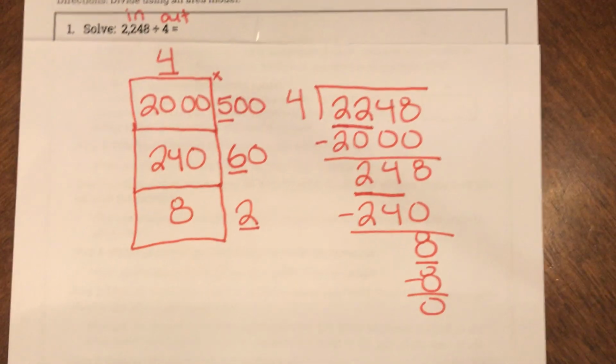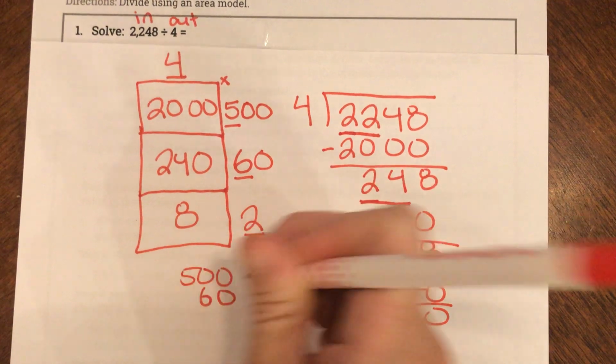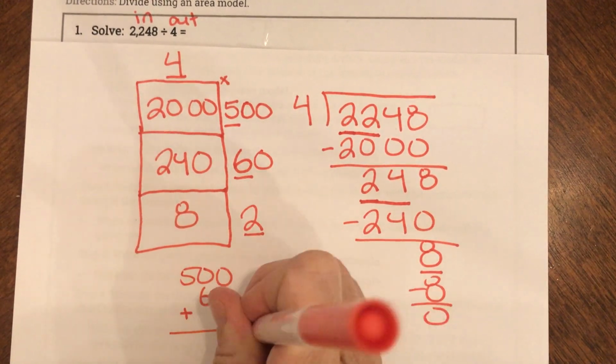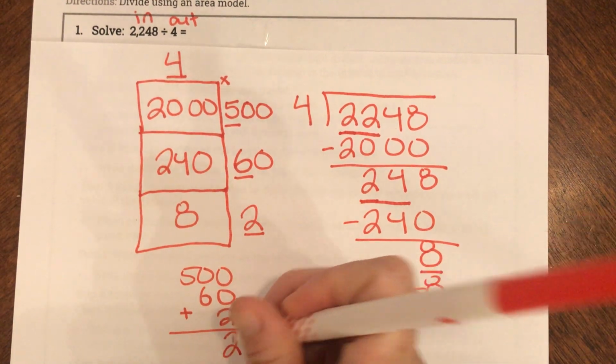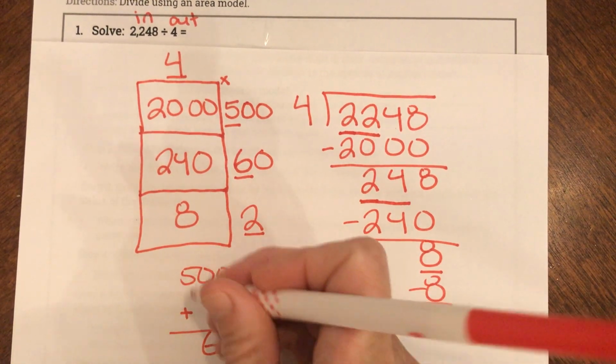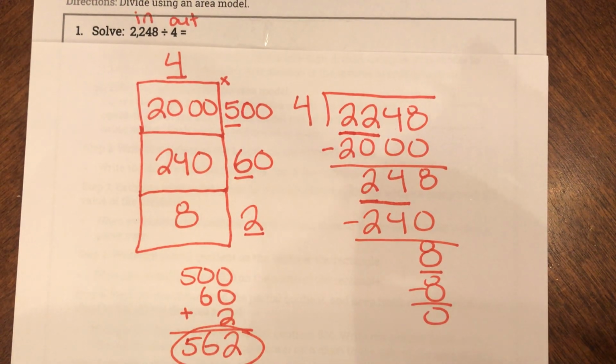So if I add my partial quotients, 500 plus 60 plus 2, I should get 0 plus 0 plus 2 is 2, 0 plus 6 is 6, and 5 is 562. That is my answer. That is my quotient, friends, 562.